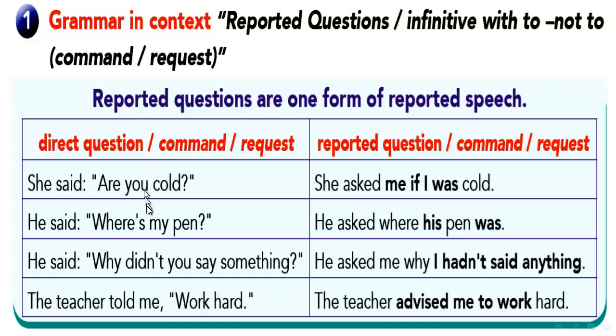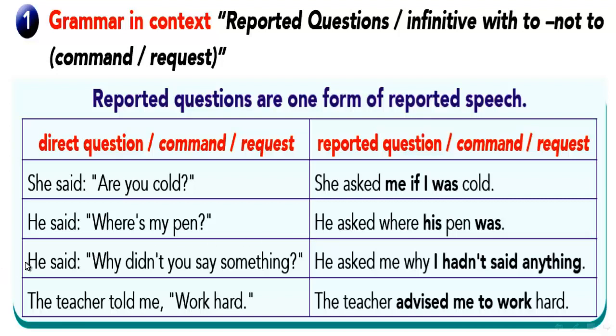So let's study these examples together. Direct question here, or a command, or a request. Example here, she said, are you cold? This is a direct question. In a reported question, she asked me if I was cold. Next one, the second one here, he said, where's my pen? So how can we report it? He asked me where his pen was, or we can say he asked where his pen was.